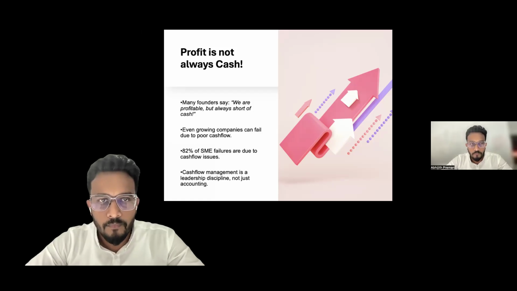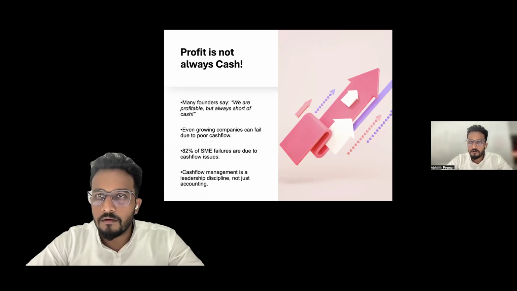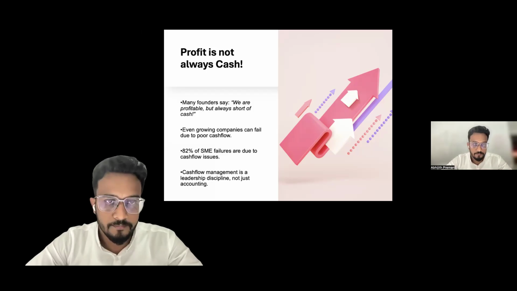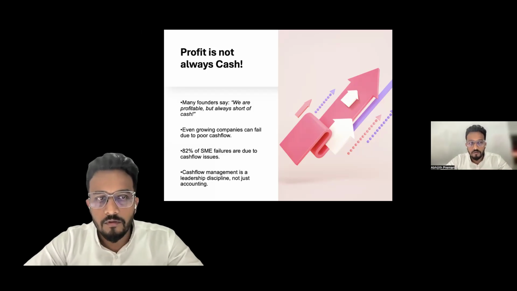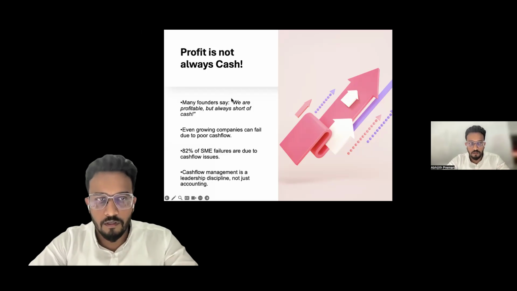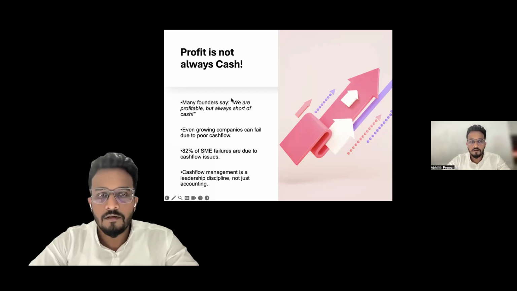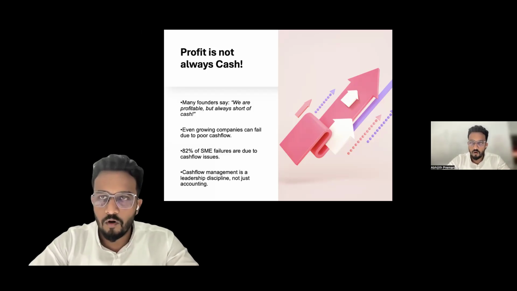If we look at growing companies which are scaling up exponentially, they have a good customer base and good profitability, but eventually they may also fail due to cash flow issues. These are a few facts which I have noted: 82% of SME failures are due to cash flow issues. Of whatever percentage of SMEs fail, 82% is due to cash flow issues.